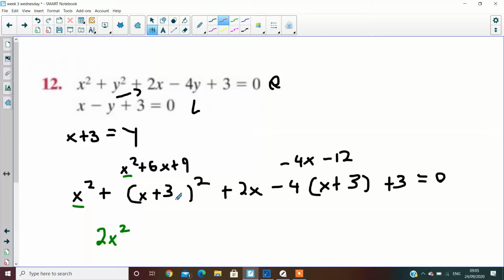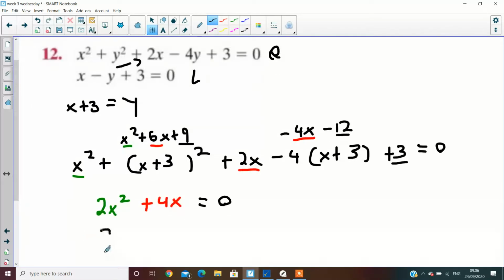Next thing I'm going to do is look at the x's. We have 6x, 2x, and 4x. So what's that? 8x minus 4x is 4x. So far, so good. And then we have 9, take away 12, which is minus 3. Minus 3 plus 3, 0. Right, grand. Makes life easy.